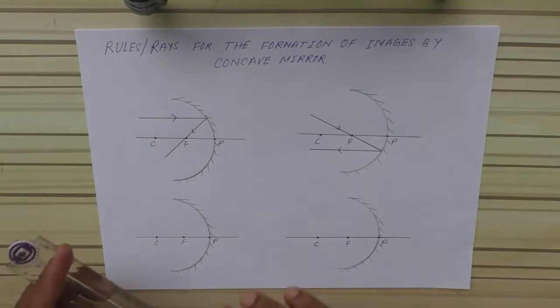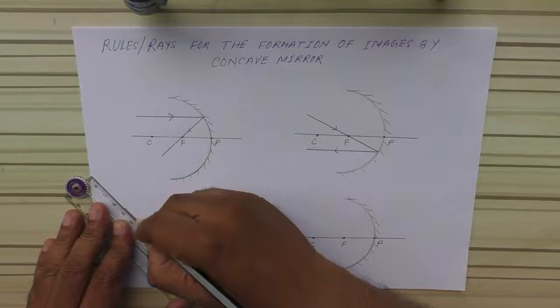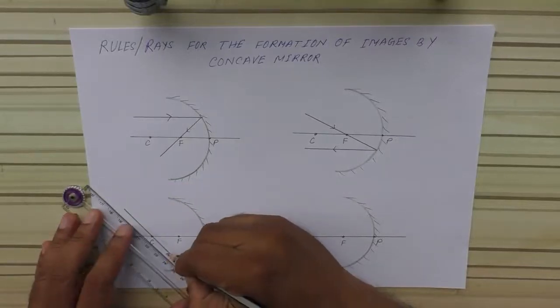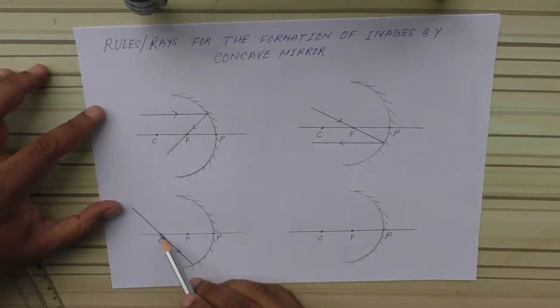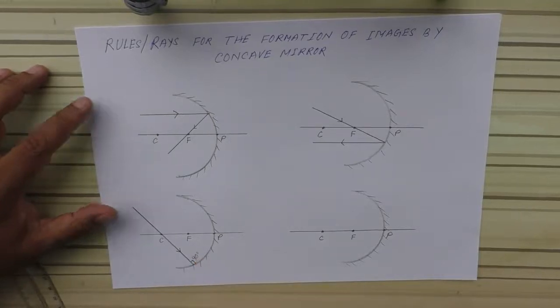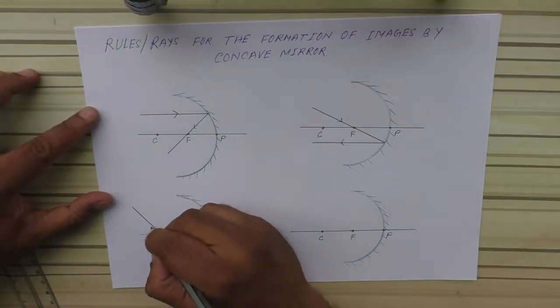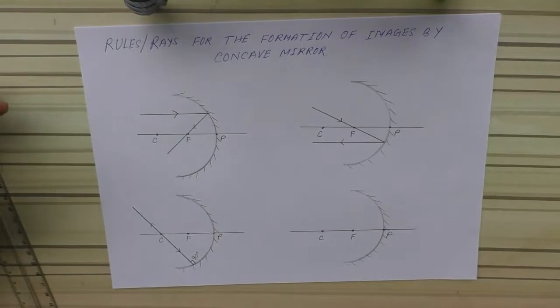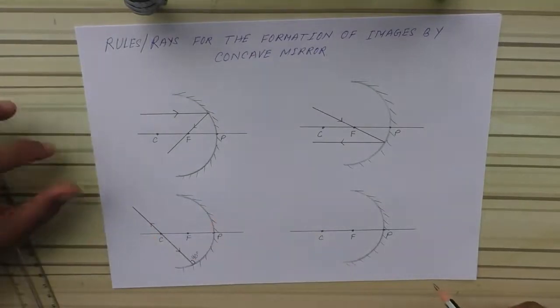Now, third rule, if a ray of light is incident after passing through center of curvature on the mirror, the ray of light is incident normally, that means this angle will be 90 degree, and if a ray of light is incident normally, it retraces its path, it will reflect along the path of incidence.